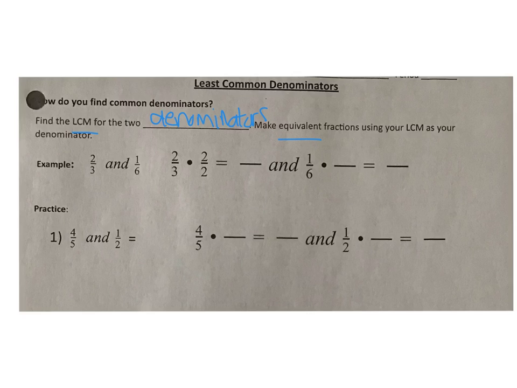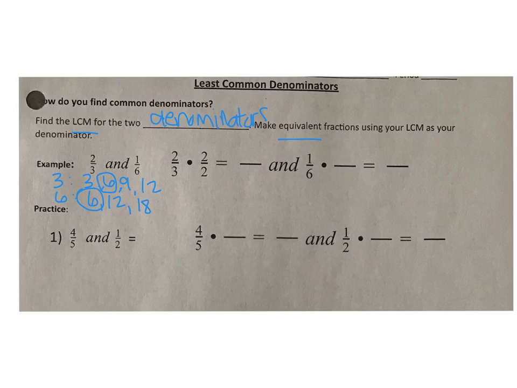So let's look at 2/3 and 1/6. First we're going to start with thirds and sixths. Remember, we're talking about the denominators. So we need to list our multiples for 3 and 6. We got 3, 6, 9, you could keep going, 12. And for 6, we have 6, 12, 18. So my LCM is 6. 12 is a common multiple.